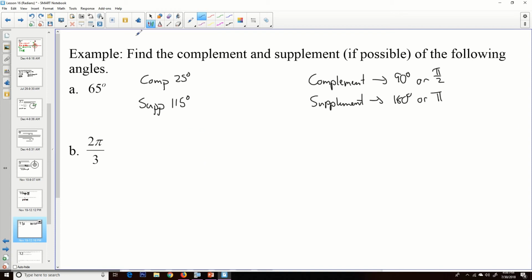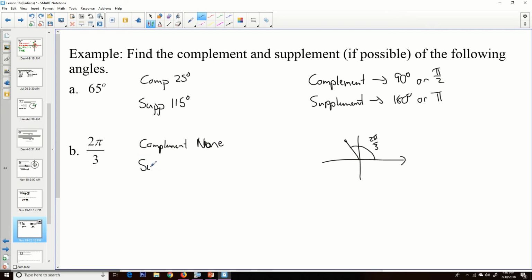All right, so find the complement and supplement, if possible, of 2 pi over 3. Well, if I just real quickly draw in standard position an angle and it goes open to here, this is 2 pi over 3. That's actually bigger than pi over 2. So since it's already bigger than 90 degrees, there is no complement. All right, because it's too big, so none, N-O-N-E.